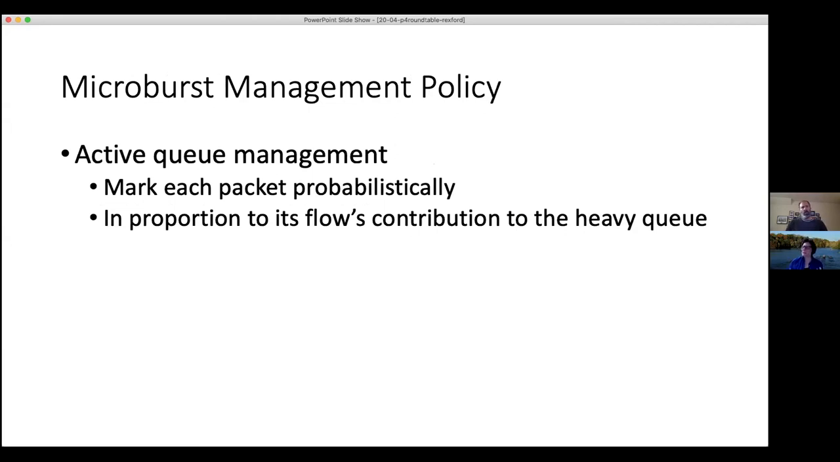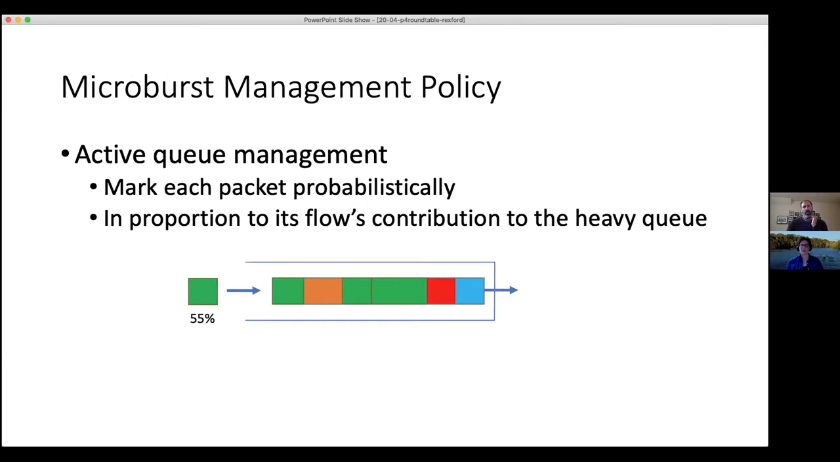Active queue management has been a really active area of research for many, many years. And one of the challenges is it's difficult to know without more fine-grained information what traffic is actually responsible for the bursty load in the queue. We'd ideally like to mark packets or drop them in proportion to their contribution to a backlogged queue. If a packet arrives and no other packets of that flow are in the queue, we shouldn't punish that packet. We should punish other packets that are responsible.